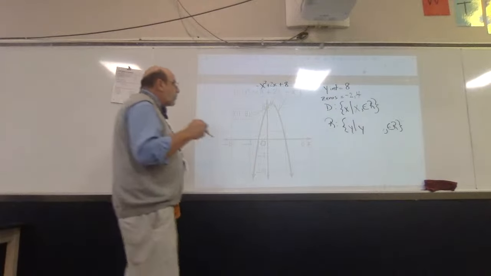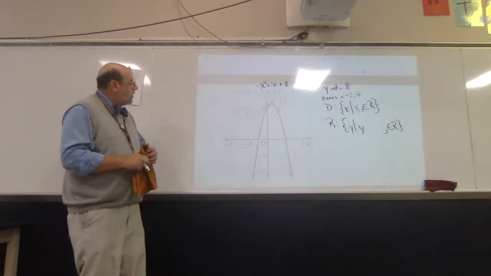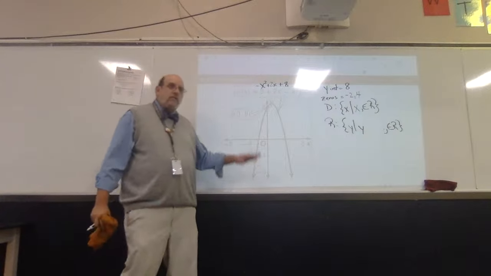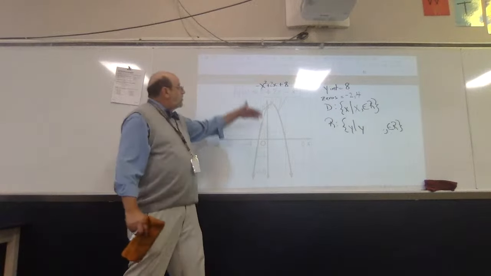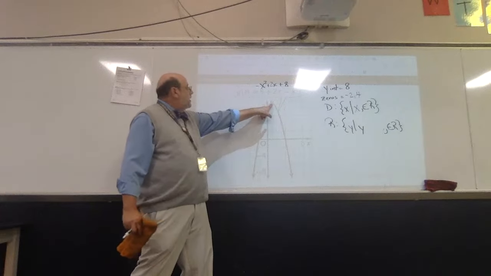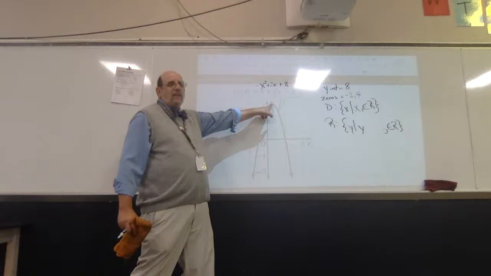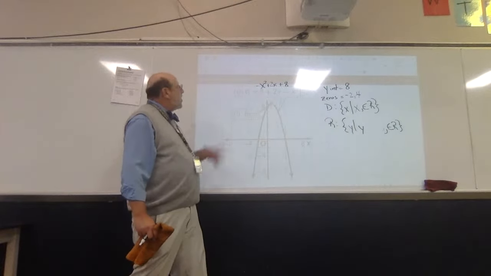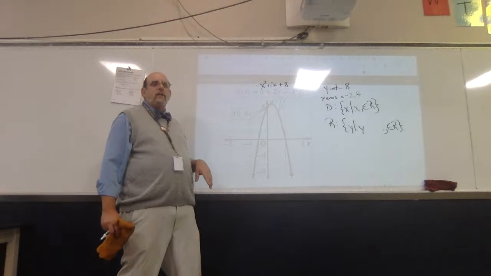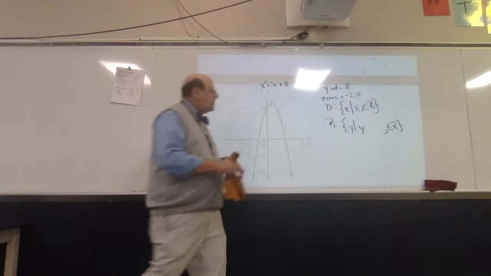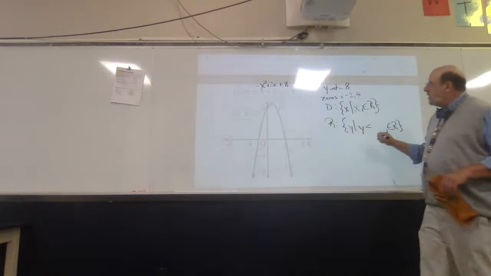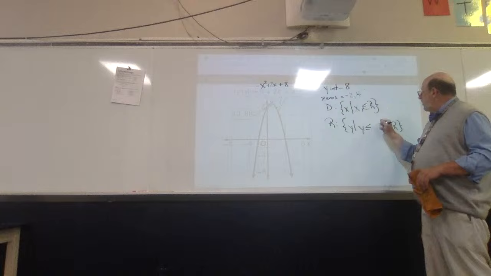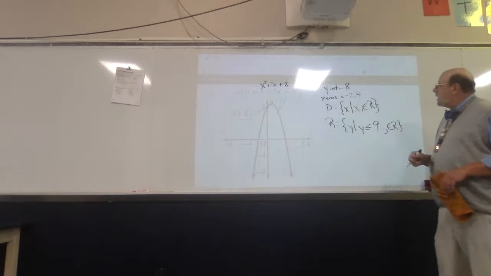All right, let's talk about the range. It's infinitely negative, right? And where's the top? Just about 8. Looks kind of like 8.5. I'll call it 9. Can we call it 9? Sure, because this goes by 2s. Okay, let's call it 9. So it's going to be less than or equal to 9.